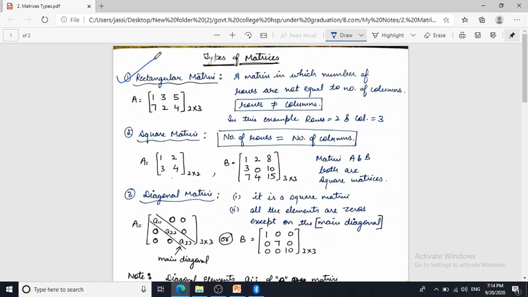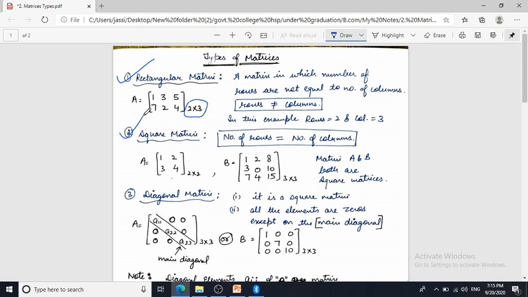So the first type is rectangular matrix. A rectangular matrix is a matrix in which the number of rows is not equal to the number of columns. This is a very simple type of matrix, with a very easy definition. When the number of rows is not equal to the number of columns, then it is called a rectangular matrix. It also gives a shape of a rectangle. You can see here that in this example we have 2 rows and 3 columns, which means these are not the same. Rows are not equal to columns. So this is a rectangular matrix.